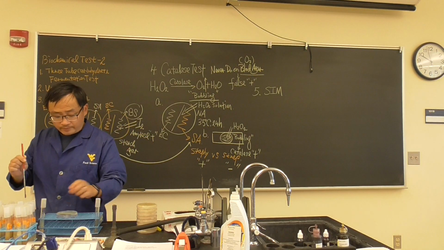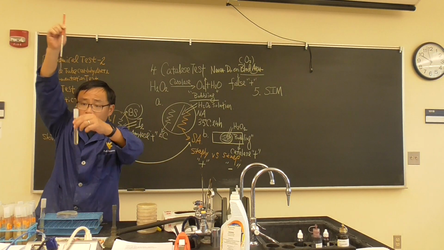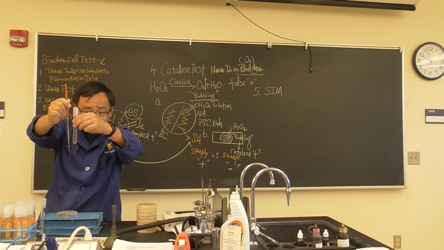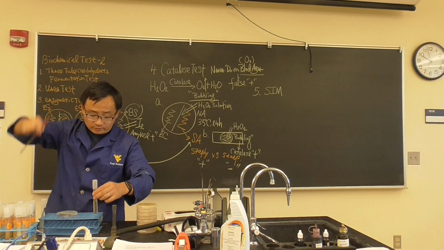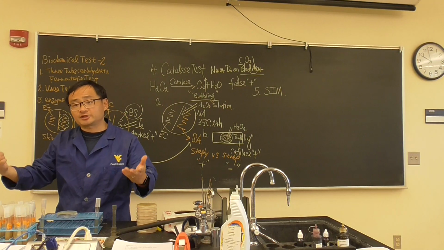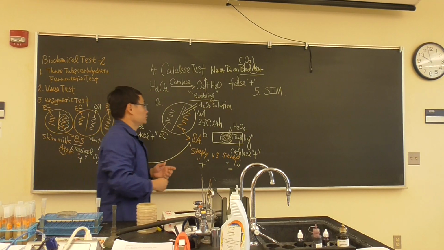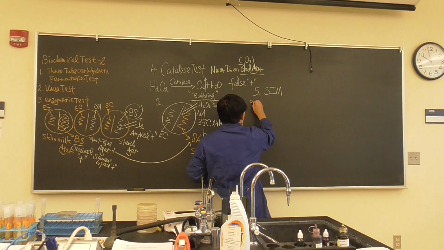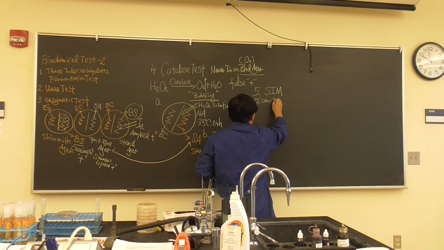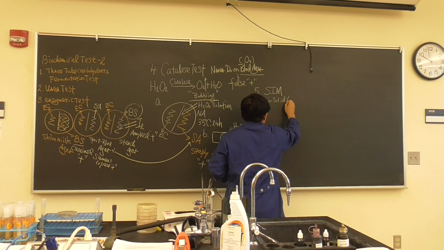What we do is pick the bacteria, go down right in the middle, and take it out. Like a stab, like you do a stab for agar. Okay, this is a 0.5% semi-solid agar.